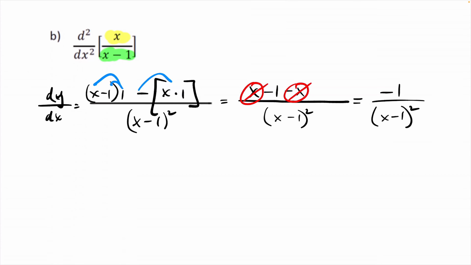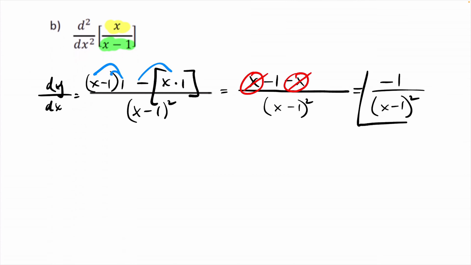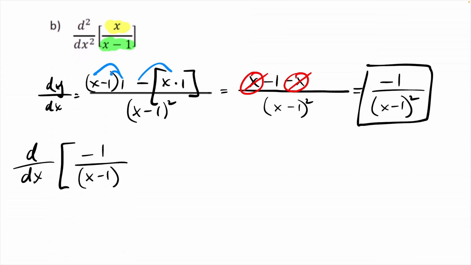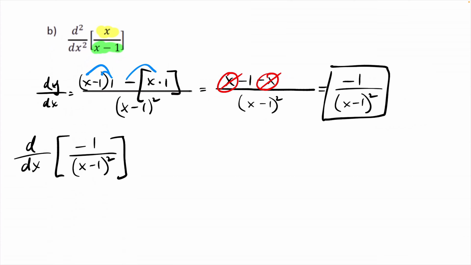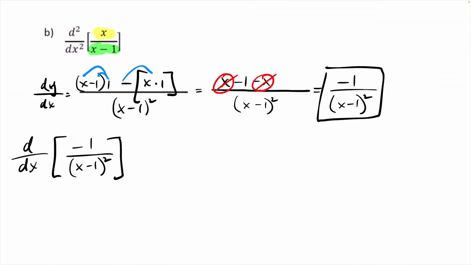Okay, so the first derivative is -1 over (x minus 1) quantity squared. Now we've got to find the second derivative. So that means I'm finding the derivative of this guy. So I have to find d over dx for this guy. Well, before we do that, let me see. Oh, I'll do it later.